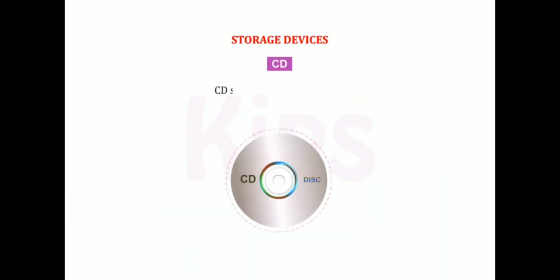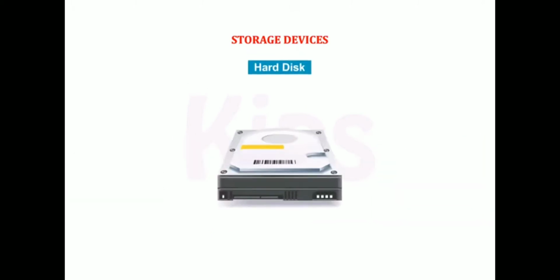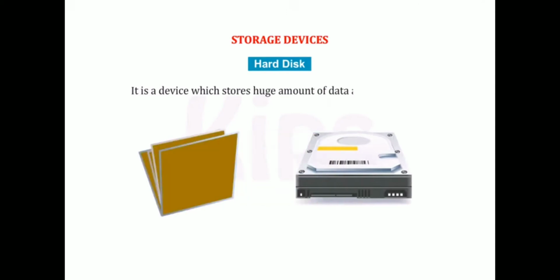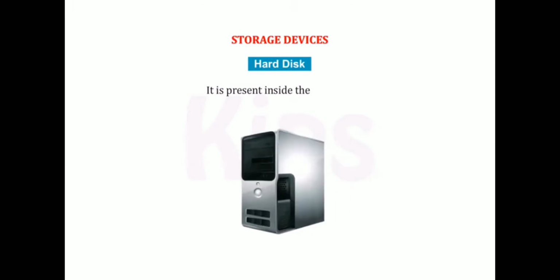CD. CD stands for compact disc. It is a round, flat, and shiny disk that stores a lot of information. Hard disk. Hard disk is a device which stores a huge amount of data and information. It is present inside the CPU box.